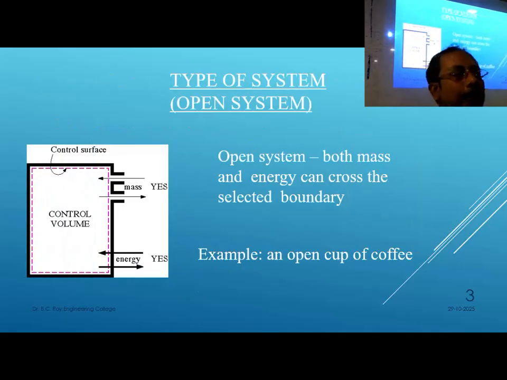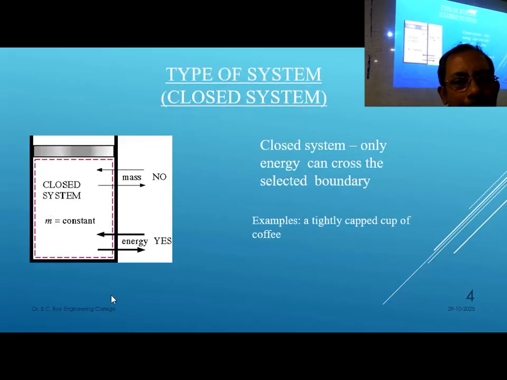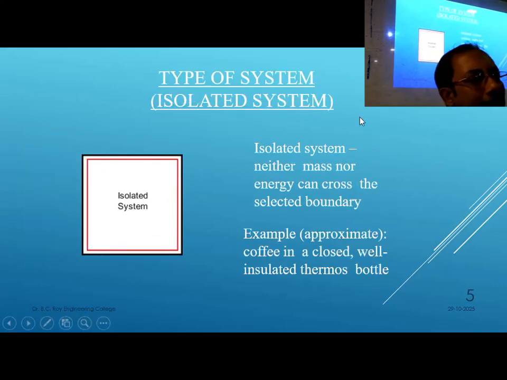Next, this is an open system, where mass and energy both are exchanged. In a closed system, there is no mass exchange, it is written no, so mass exchange is not occurring, but energy exchange is occurring. And in an isolated system, neither energy nor mass, nothing can transfer between the system and the surrounding. That is called an isolated system.